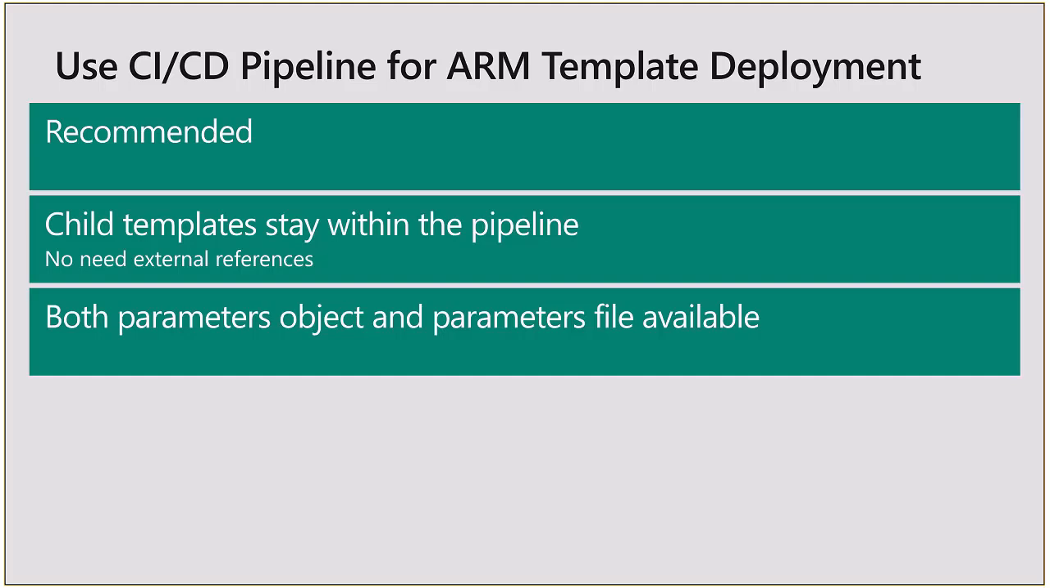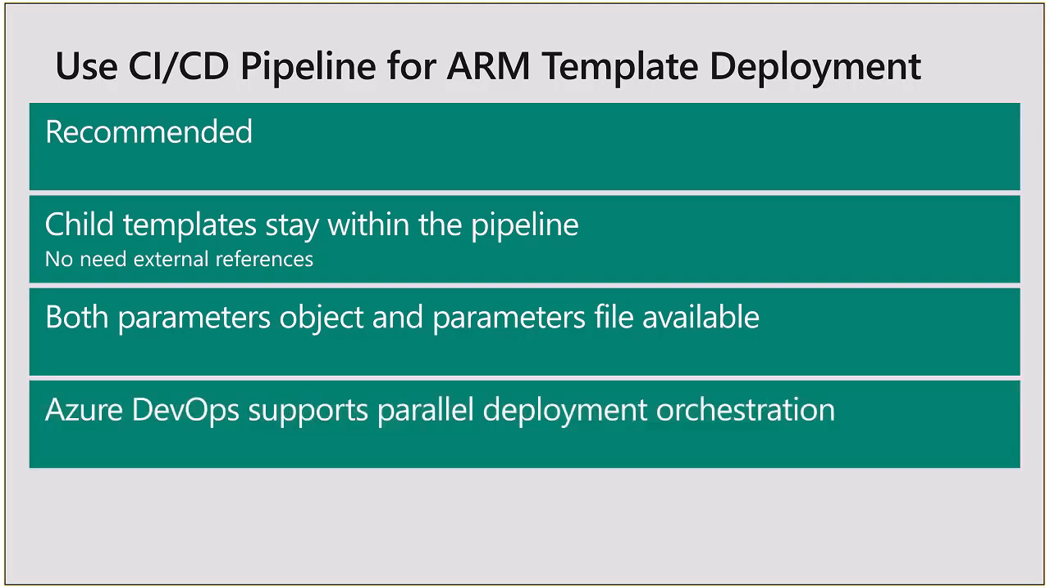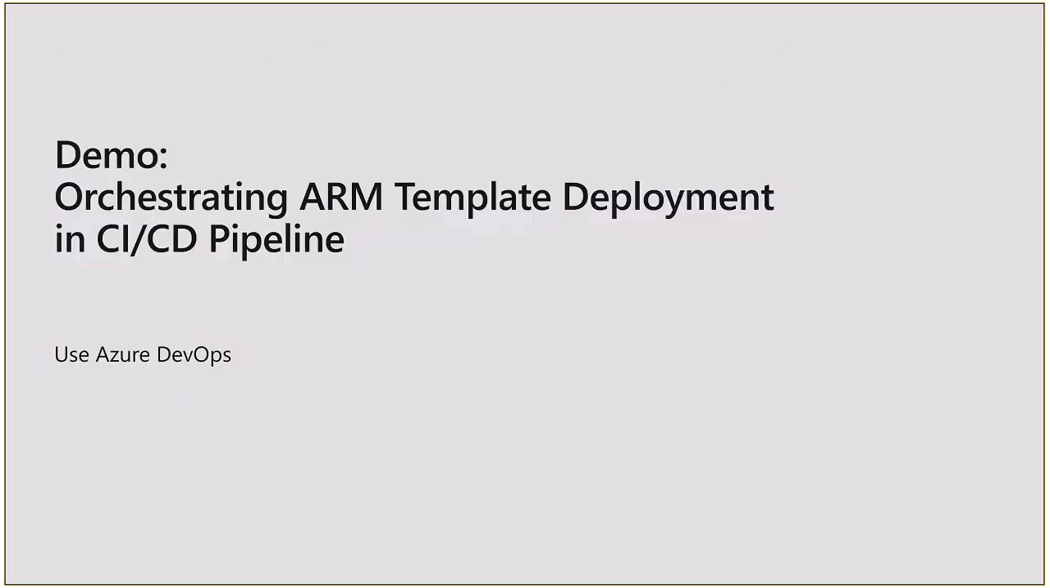The downside of this approach is that usually the release pipeline runs in a sequential manner. With the linked template we can use the parallel approach, but with the CI/CD pipeline we have to stick to the sequential approach. But the good thing is that Azure DevOps supports parallel deployment orchestration, which is a good thing. Now, I'm going to show how we can orchestrate ARM template deployment within a CI/CD pipeline rather than a linked template.